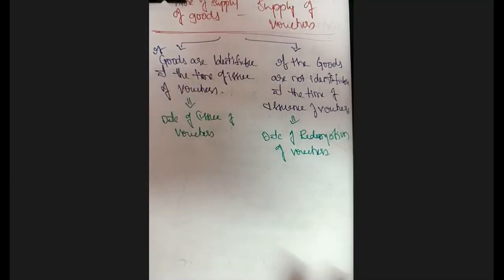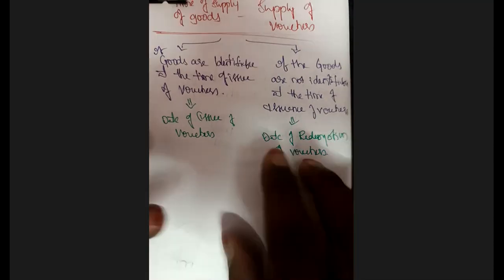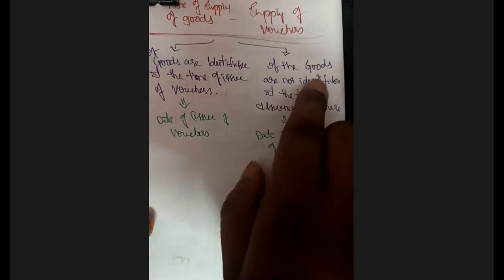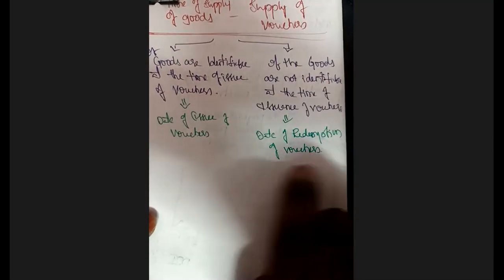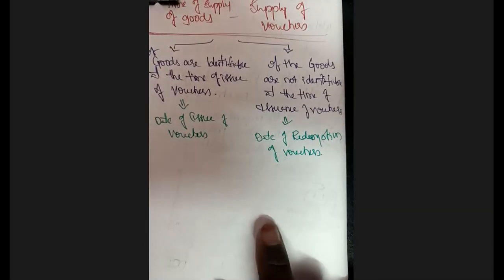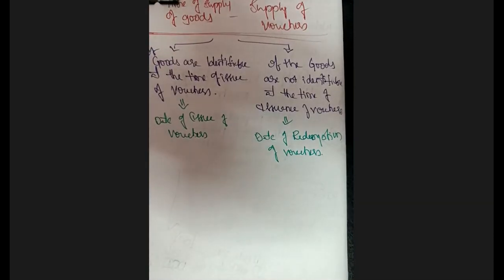So in case the goods are not identifiable, it's a general voucher. With this voucher, whatever the amount specified in the voucher, up to this amount you can buy any product. Then in that case, since the goods are not identifiable, the date of redemption of the vouchers is the time of supply.